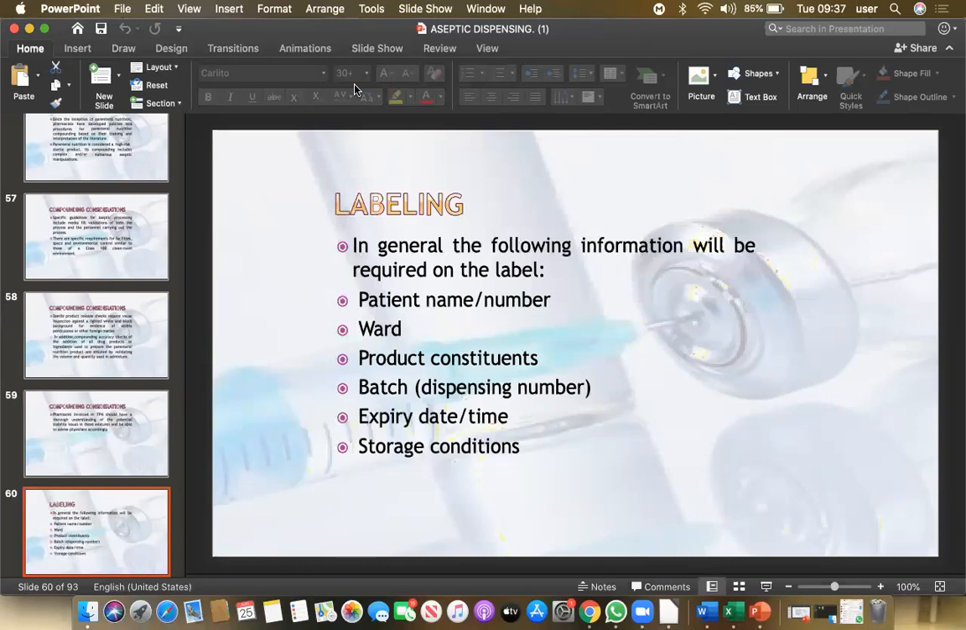Now then, after preparation, this TPN has to be labeled. In general, the following information will be required: the patient name, ward, product constituents, batch, expiry date, storage. It all should be in a good manner. It has to be placed over that TPN preparation.